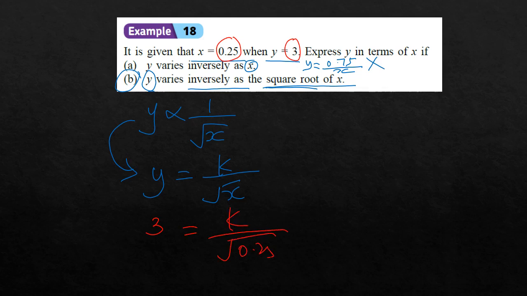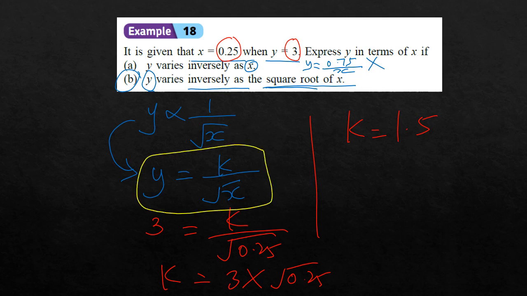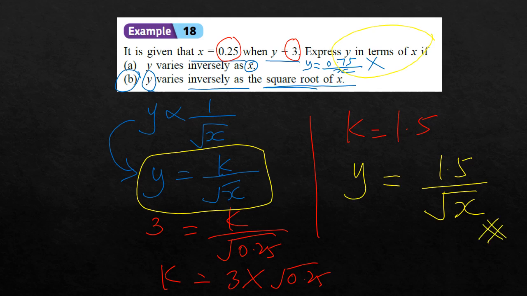So k, of course, is 3 times the square root of 0.25. So this time your k is 1.5. Yeah? Then you substitute inside here. Y becomes 1.5 over square root of x. So you have answered this one. This is the answer. You see, different. This one, the k is 0.75. Your k now is 1.5. Okay.